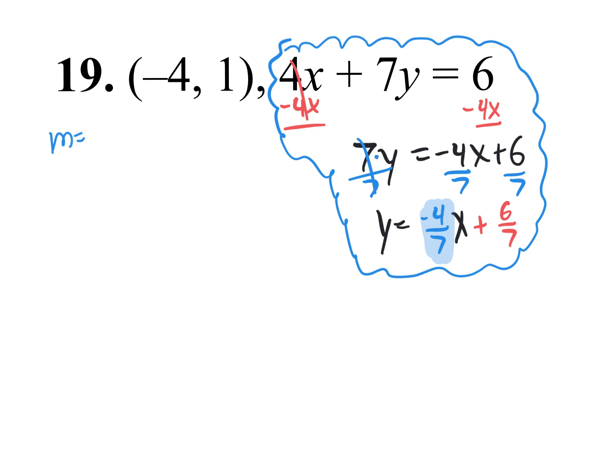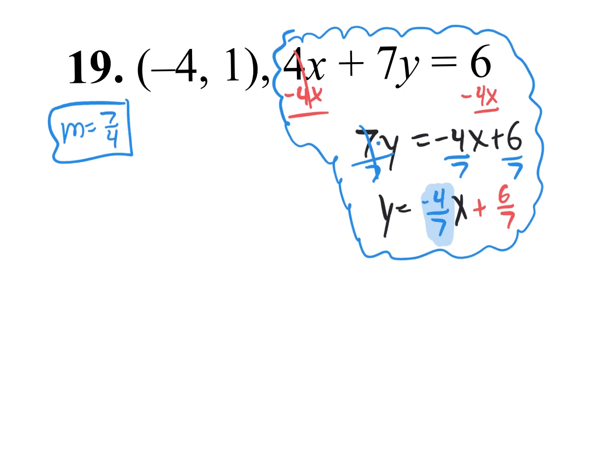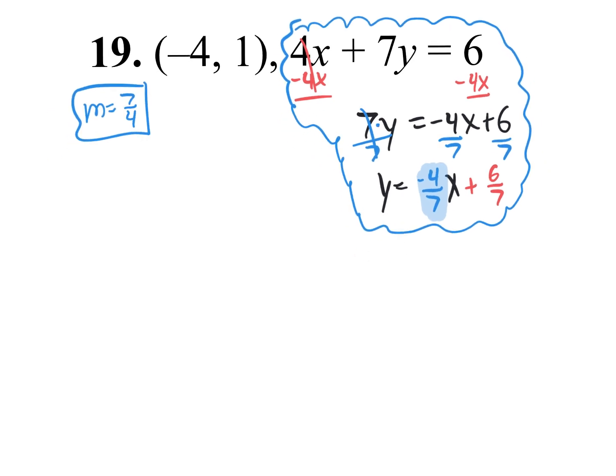Yeah, it's going to be positive because you change the sign and you flip the fraction, 7/4. Good job. So positive 7/4 is our slope. Okay, so at this point, we have a point, x1, y1, and a slope.